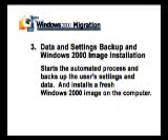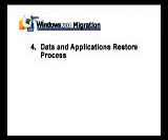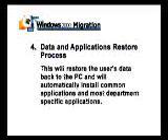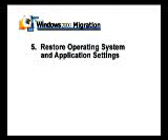The third phase is the data and settings backup and Windows 2000 image installation. This step starts the automated process and backs up the user's settings and data and will install a fresh Windows 2000 image on the computer. The fourth phase is the data and applications restore process. This step will restore the user's data back to the PC and will automatically install common applications and most department-specific applications.